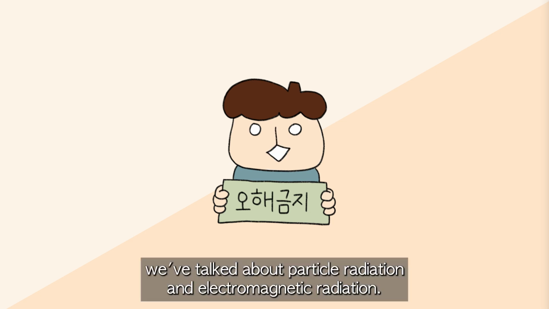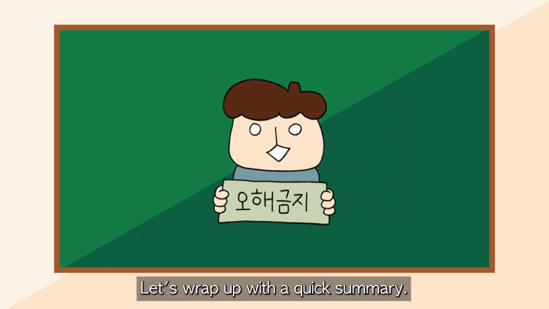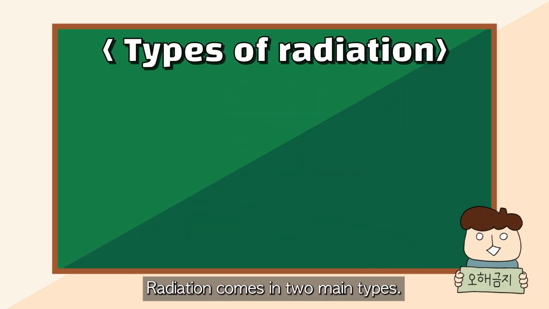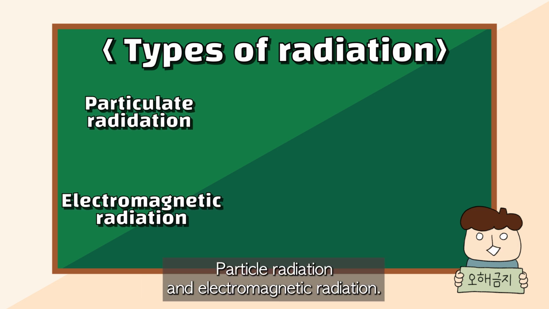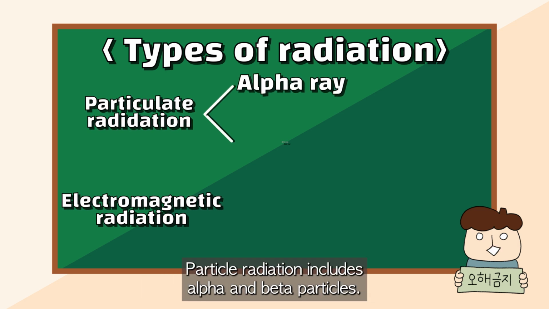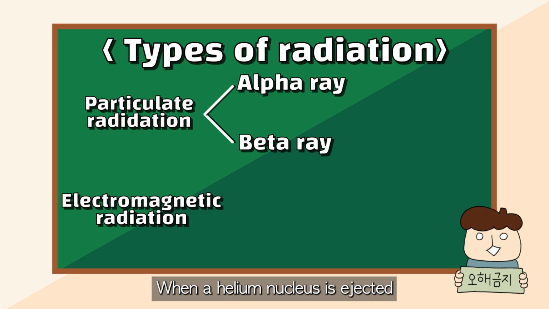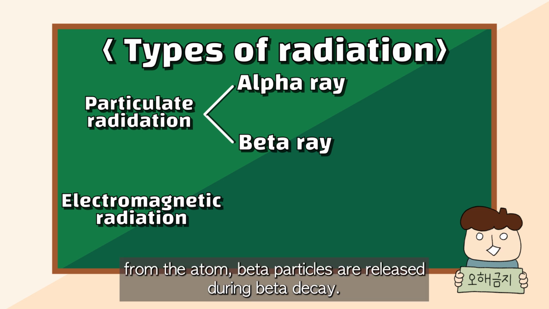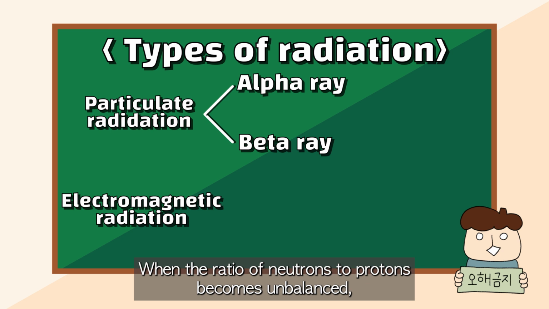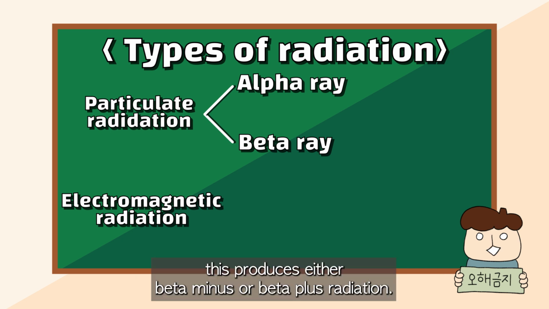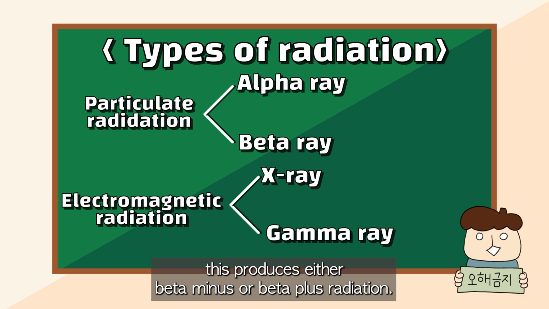So far, we've talked about particle radiation and electromagnetic radiation. Let's wrap up with a quick summary. Radiation comes in two main types: particle radiation and electromagnetic radiation. Particle radiation includes alpha and beta particles. Alpha particles are released during alpha decay, when a helium nucleus is ejected from the atom. Beta particles are released during beta decay, when the ratio of neutrons to protons becomes unbalanced. This produces either beta minus or beta plus radiation.